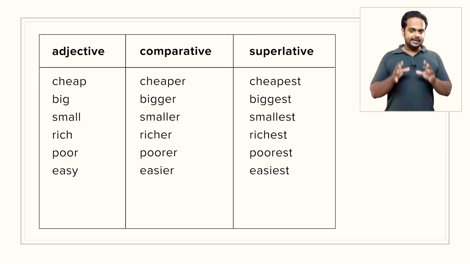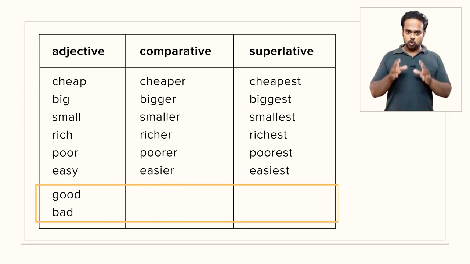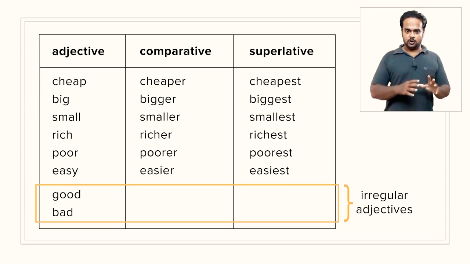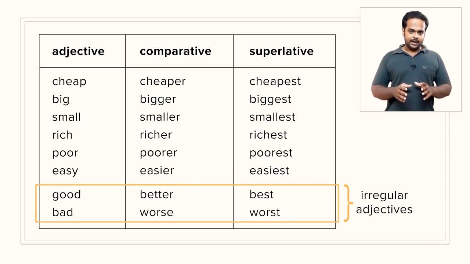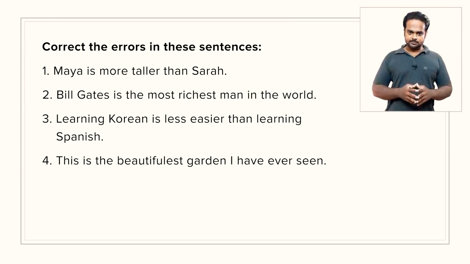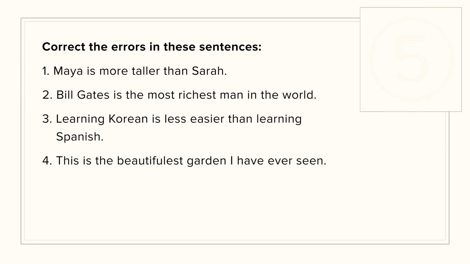Some adjectives are called irregular because you cannot guess their comparative and superlative forms. For example, to compare using the adjective good, we don't say gooder and goodest. We say better and best. Similarly, do you know the comparative and superlative forms of bad? Bad, worse, and worst. So with these in mind, here are a few example sentences. All of them have mistakes in them. I would like you to stop the video now, think about how you would correct these sentences, and then play the video and check.